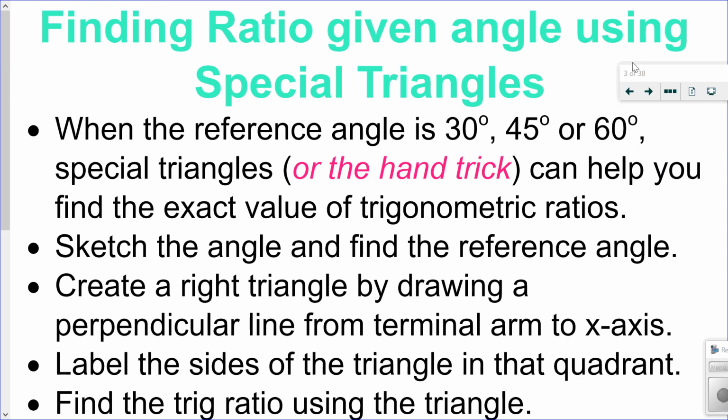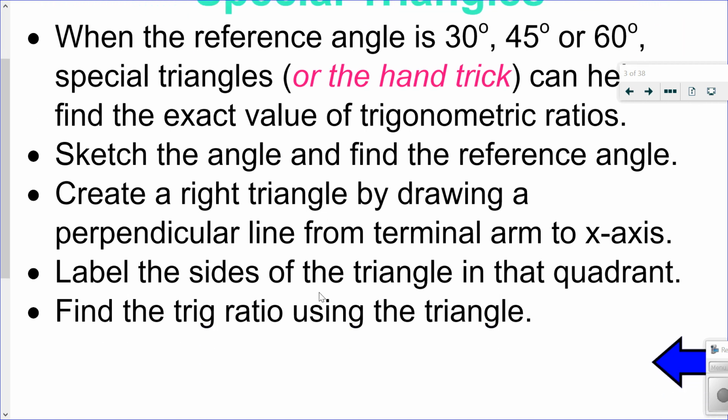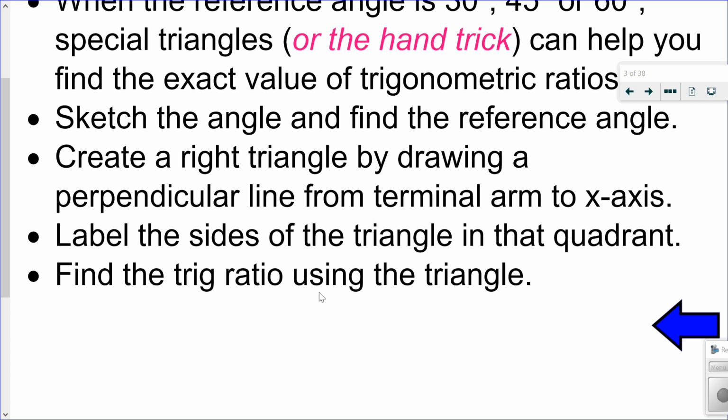So let's get started. The first thing we're going to do is find the ratio given an angle using special triangles, or for those of you that like the hand trick, you can use the hand trick as well. When the reference angle is 30, 45, or 90, using the triangles or the hand trick can help you find the exact value of all your trig ratios: sine, cosine, tangent. For any question that we do, I really recommend that you sketch the angle, find the reference angle, and then label all the sides of the triangle in that quadrant. That's super important because sometimes x and y are going to be negative.